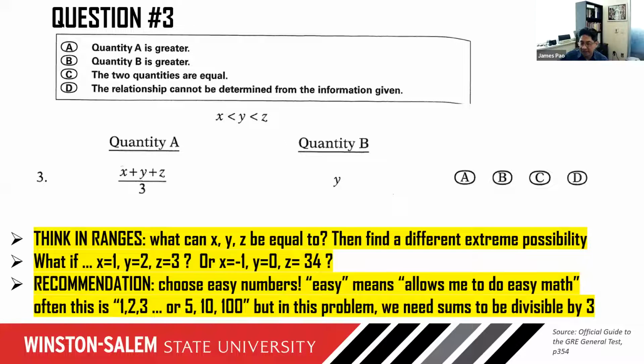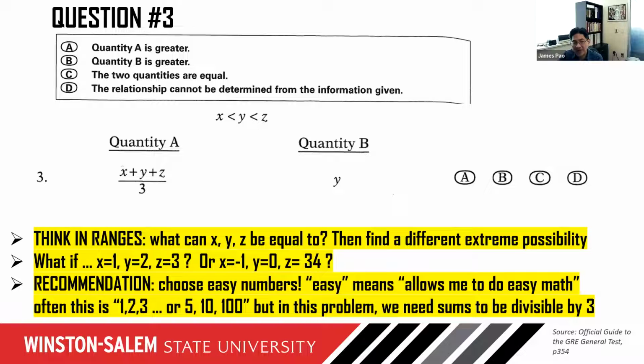For example, I just came up with these myself. What if I chose 1, 2, and 3? X is 1, Y is 2, Z is 3. Very, very simple. The good thing is I'm also looking at my question. I'm making sure that my sum is divisible by 3, because you see quantity A is dividing stuff by 3. So 1 plus 2 plus 3 is divisible by 3, because X plus Y plus Z equals 6, divided by 3 is 2. Quantity A is 2. Quantity B is 2 in my first example.